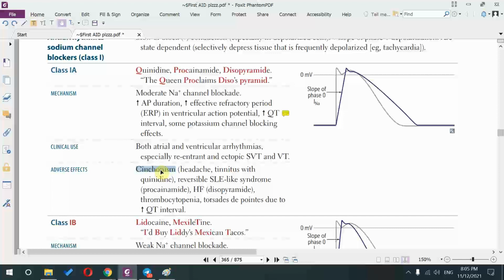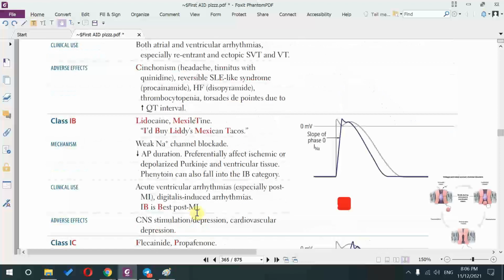Hydralazine. Excellent. So far we have 2 drugs. There is one more to go. So heart failure also can be seen in case of disopyramide. So thrombocytopenia as well can be seen. Torsades de pointes. Why? Because of the QT prolongation.